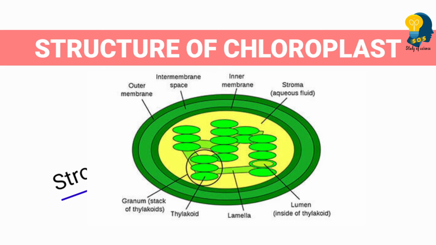Inside this chloroplast, we can also observe disc-like structures. These disc-like structures are called thylakoids. We can find so many such disc-like structures arranged one above the other. If you look at this chloroplast, you can see the disc-like structures which are called thylakoids.